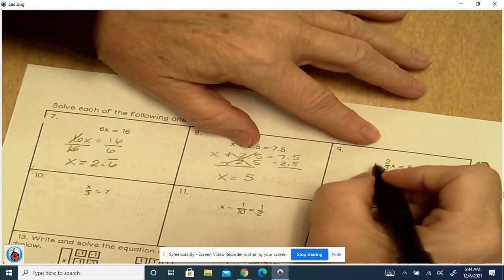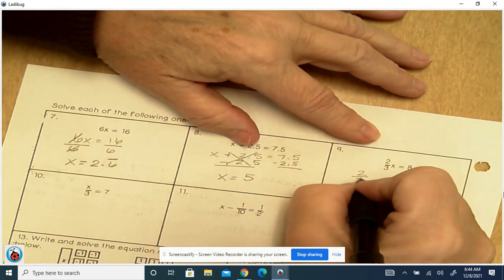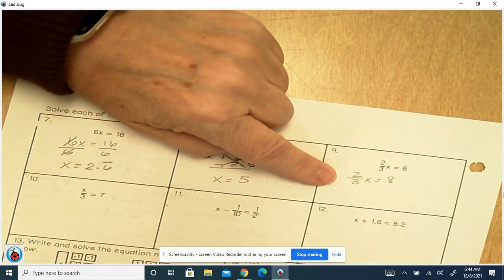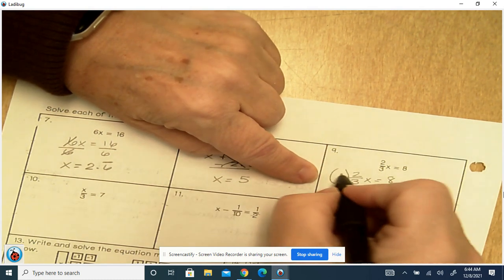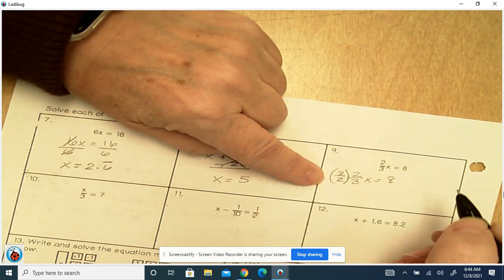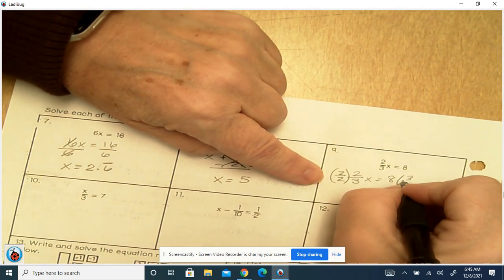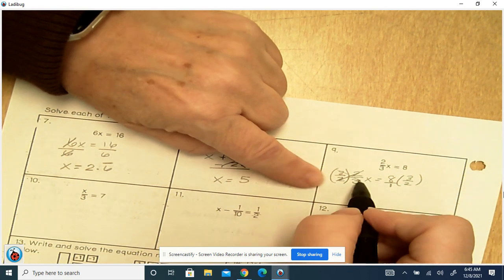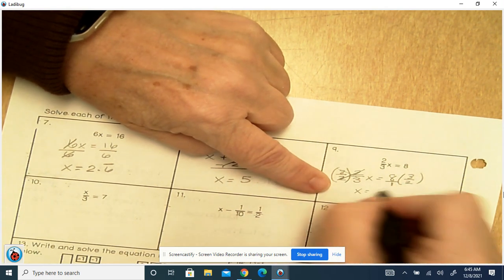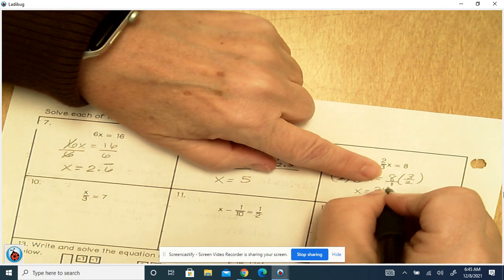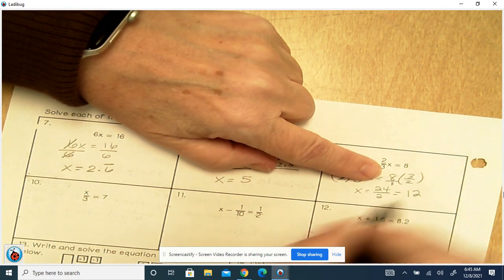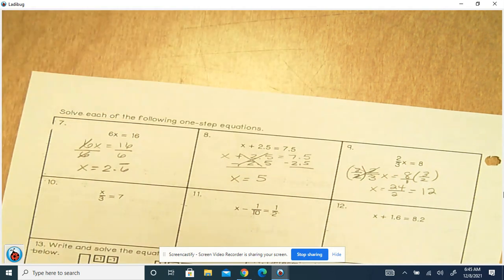Number 9 is 2/3 x equals 8. This is division, so we multiply. What you do to one side, you do to the other. You put the whole number over 1. These cancel out. You're left with x equals 24. 8 times 3 is 24 over 2. And 24 divided by 2 is 12.